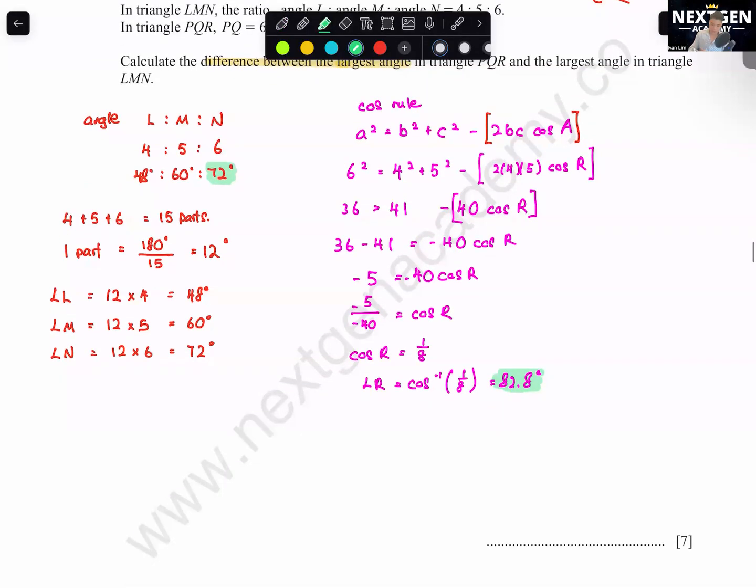Can? Final calculation, you take 82.8 minus 72 degrees. Your final answer is 10.8 degrees.